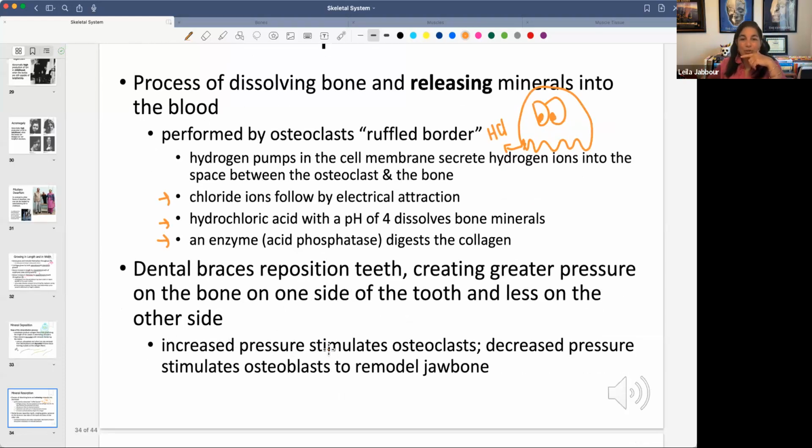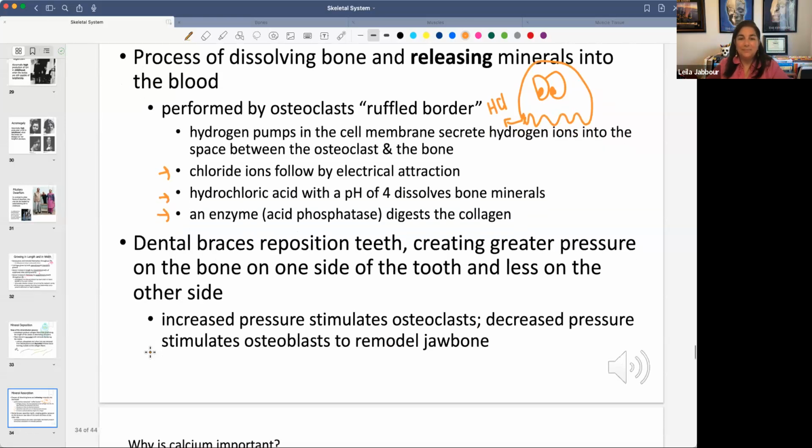So increased pressure stimulates osteoclasts, decreased pressure stimulates osteoblasts, and that's how you remodel the jawbone. I don't know if I said that exactly 2 minutes ago when I talked about the pressure. The pressure actually stimulates resorption, not deposition, and the lack of pressure stimulates bone deposition. Okay.